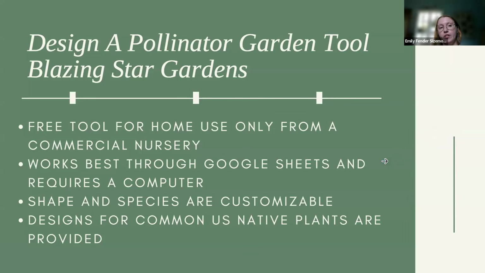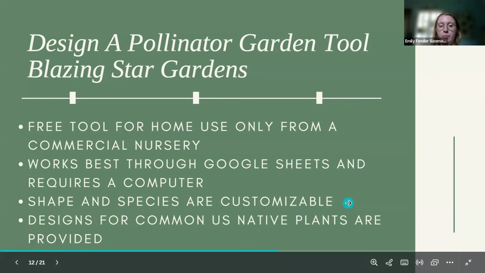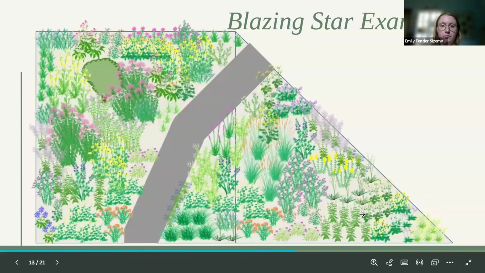So going into our first tool, the Design a Pollinator Garden tool through Blazing Star Gardens. This is a free tool for home use, but through a commercial nursery. The way they make it open source and free is through Google Sheets and Google Presentations, to make it accessible for everyone. It does work to some degree in PowerPoint, but it works best in the Google platform. It has shapes and species that are customizable, but it also provides a lot of common US native plants already. So this is an example, which I did show you earlier.